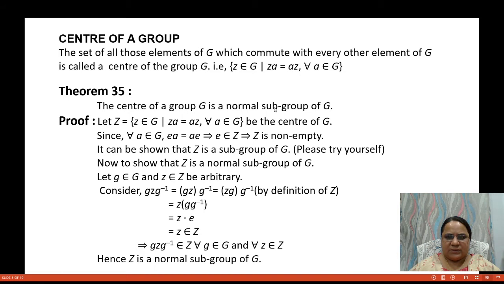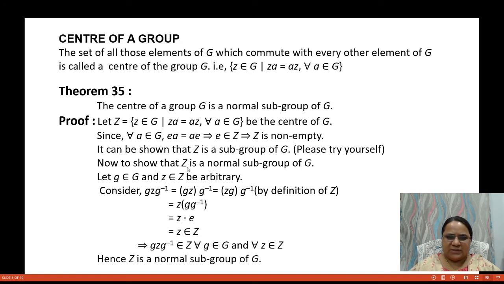Now we have to prove it is a normal subgroup. For all a belongs to G, ea is equal to a, because we are multiplying by the identity element e. So e belongs to Z, so Z is a non-empty set. If it is a non-empty set, it can be a subgroup.